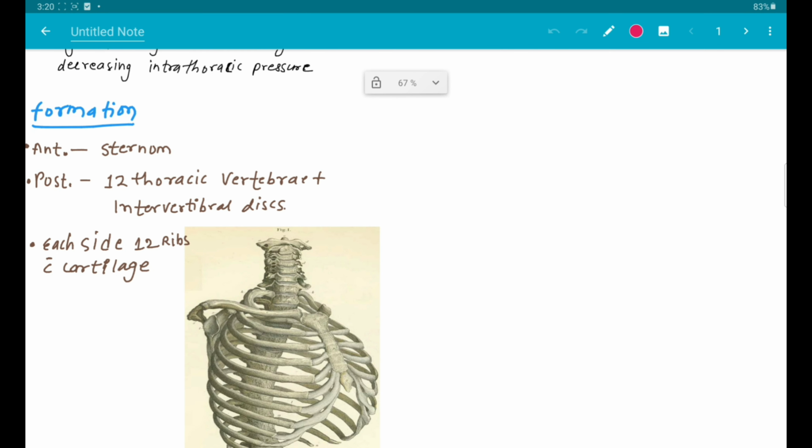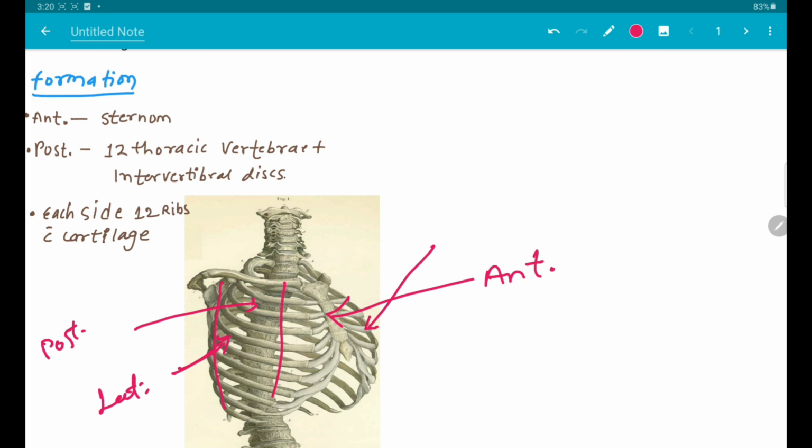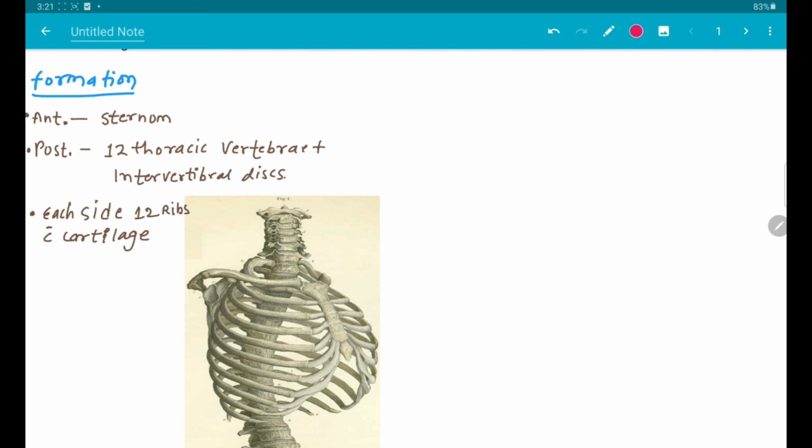Now we look at its formation. When we talk about the thoracic cage anteriorly, first of all, look, this side is the anterior, and this side you may assume is the posterior. And I'm talking about this portion, which is not visualized, so this portion is the lateral. So how is it formed? Anteriorly, the thoracic cage is formed by the sternum. This is the anterior part, and it is formed by the sternum.